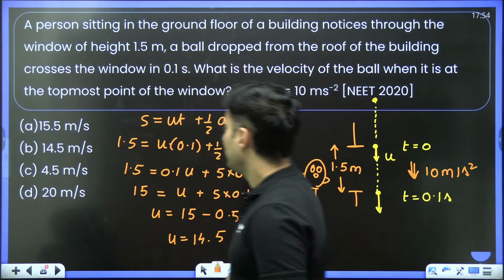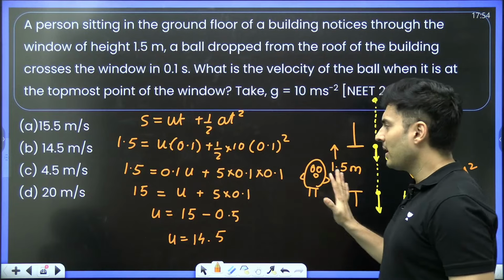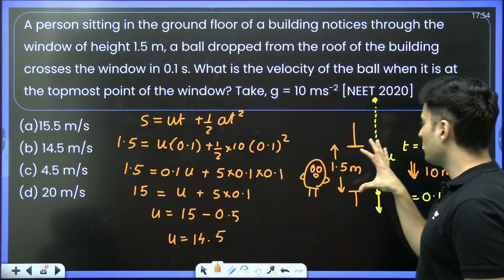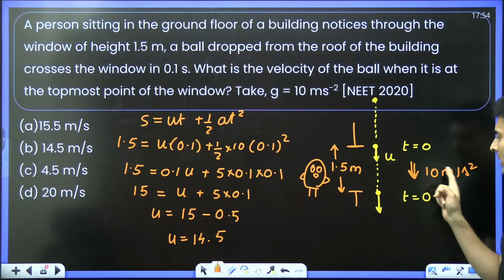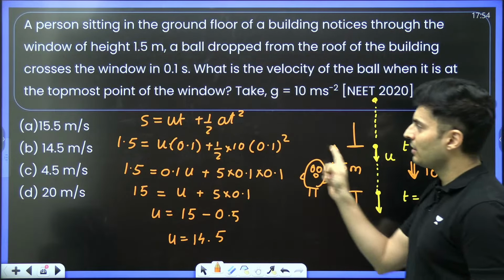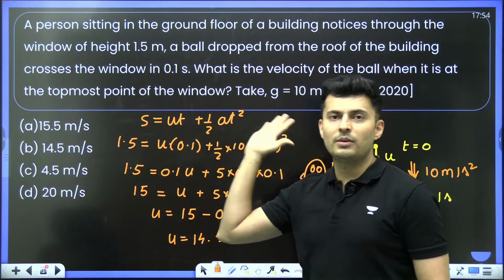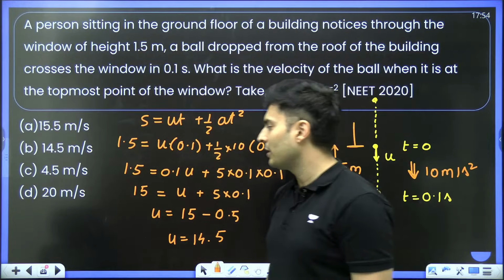B. Yes. So you just need to be careful with the calculations. Don't make any mistakes. You should draw the diagram, see what is given, s is given, time is given, acceleration is given, initial speed is asked. So the best equation suitable for this arrangement is the second kinematic equation.